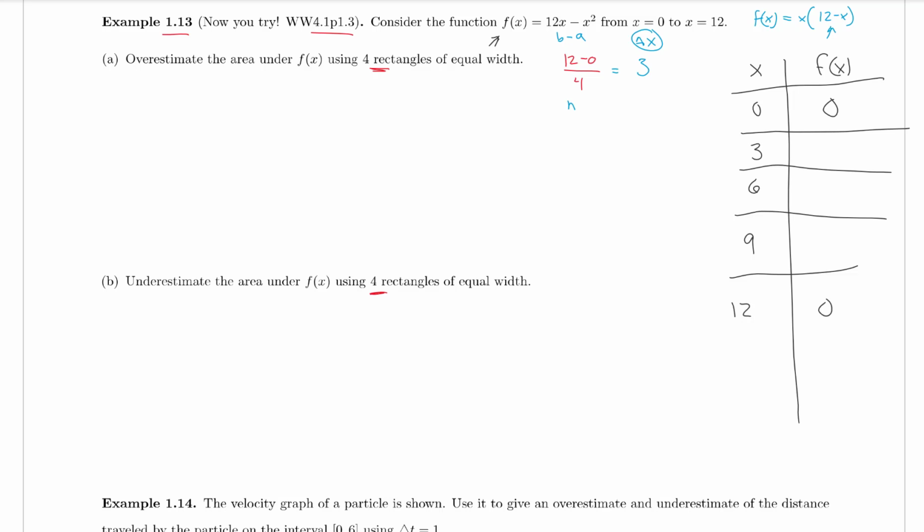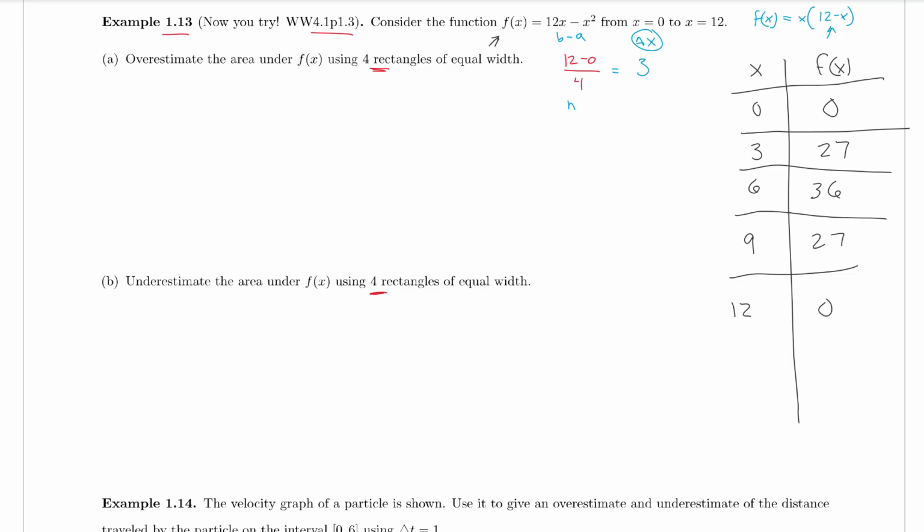So if we evaluate this at 3, we're going to get 3 times 9, which is 27. If we evaluate this at 6, we get 6 times 6, which is 36. If we plug in a 9, we get 9 times 3, which is again 27. Now that we have this table of values, finding the overestimate and the underestimate is pretty straightforward.